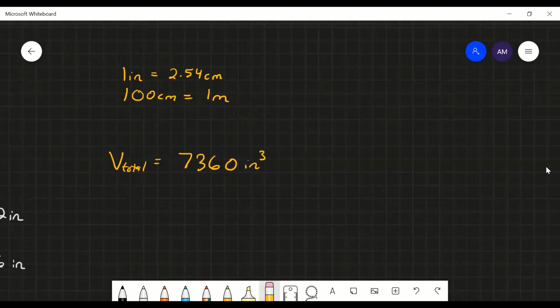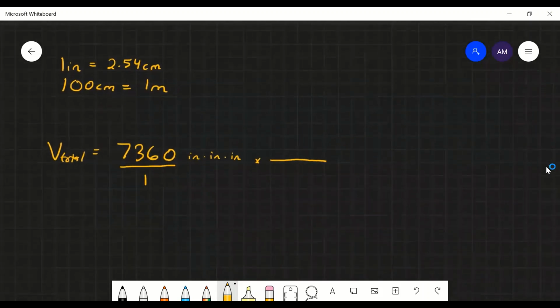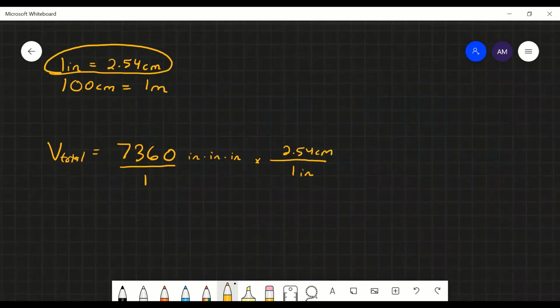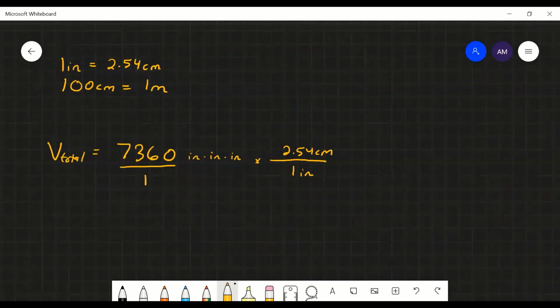Now let's think about what an inch cubed is. I'll write it out the long way. This is actually saying an inch times an inch times an inch. Now when converting this, if I want to get rid of inches, I'll do the first one here. 1 inch goes down here, 2.54 centimeters goes up here. I'm just copying straight from this because I know 1 inch is the same thing as 2.54 centimeters. That will successfully cancel 1 of our inches.